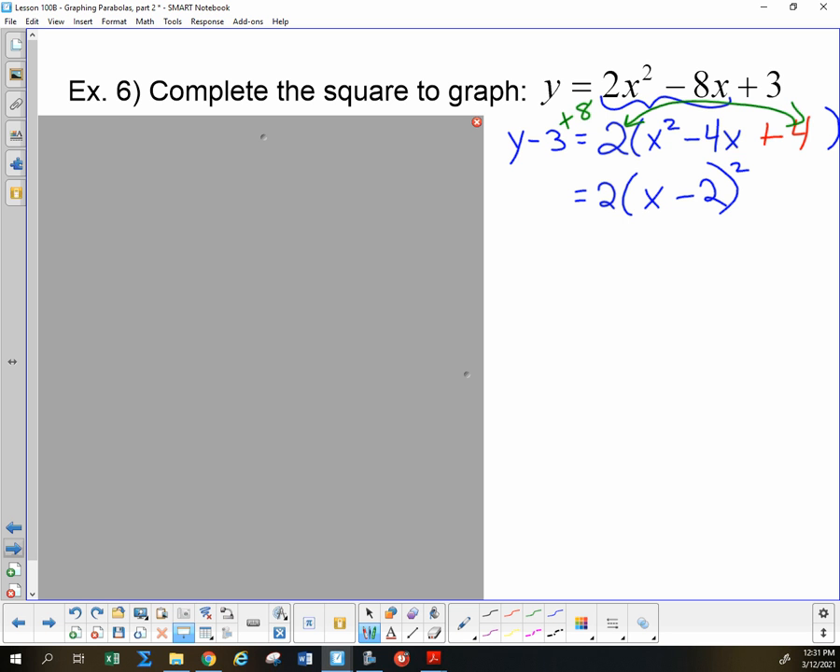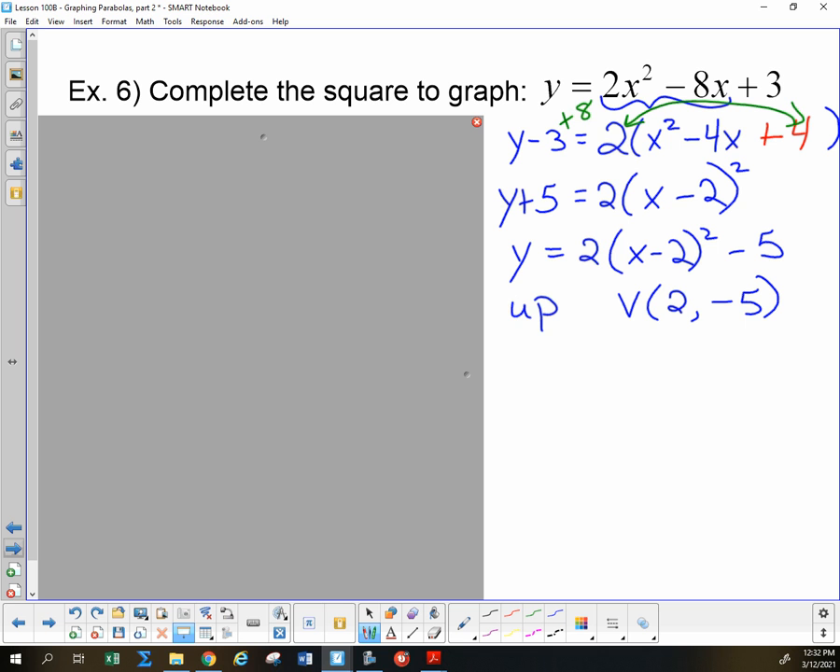This side, we have y plus 5. So to get it in its actual vertex form, subtract the 5 on both sides, and I have 2 times (x minus 2) all squared, and then I have that minus 5 on the end. The 2 is positive, so it opens up. The vertex is the opposite of what is inside the parentheses, so a 2, and the same as the number on the outside, so minus 5.